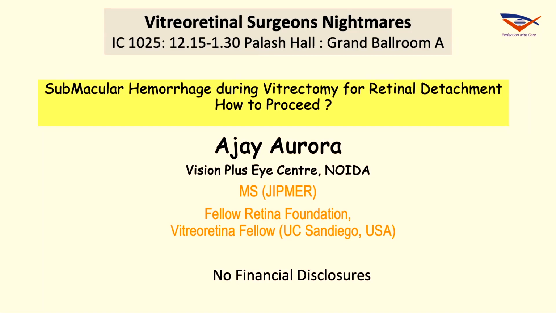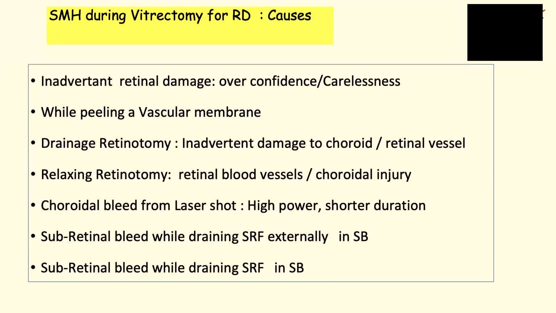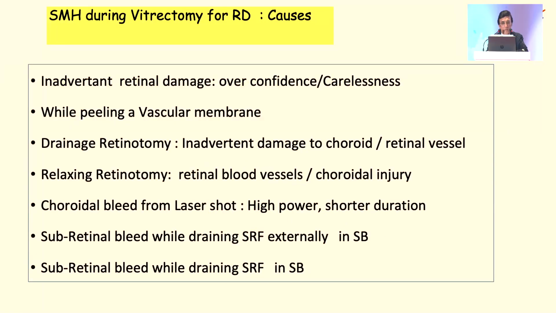I'll be talking on submacular hemorrhage during vitrectomy for retinal detachment, and how to proceed. Submacular hemorrhage during vitrectomy for RD can be because of inadvertent retinal damage. That can be from a very senior surgeon who has become overconfident and touches the retina, or from carelessness.